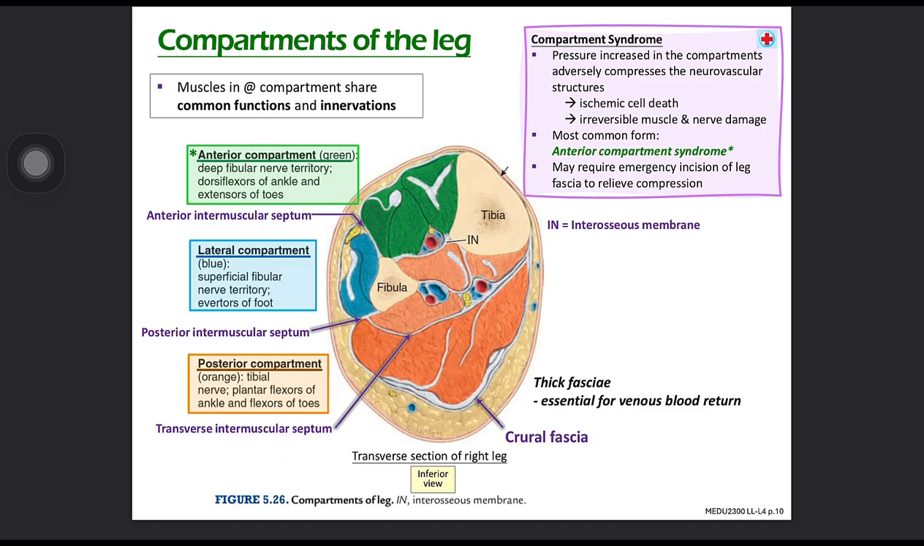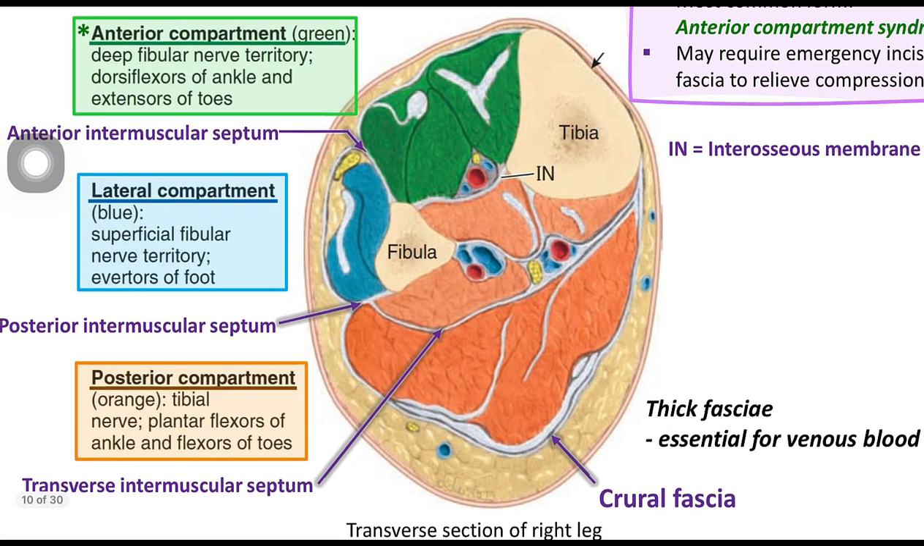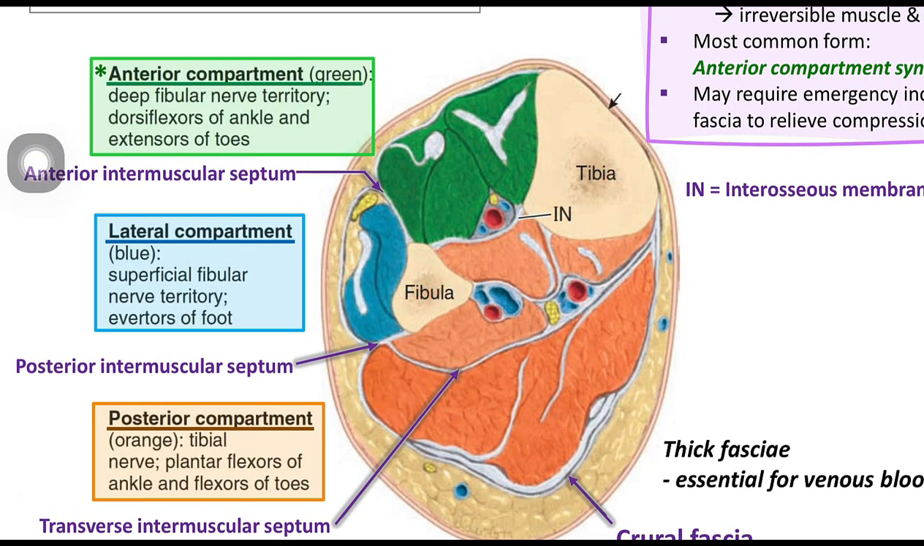So down to the compartments of the leg, okay. What you need to remember is quite a number of things. First, we have 3 compartments, and then the bones here, the tibia and the fibula. We have this here called the interosseous membrane, same as what you see in the forearm. So between the 2 bones, with this interosseous membrane and also the anterior intermuscular septum, we have this green zone here, which is the anterior compartment.